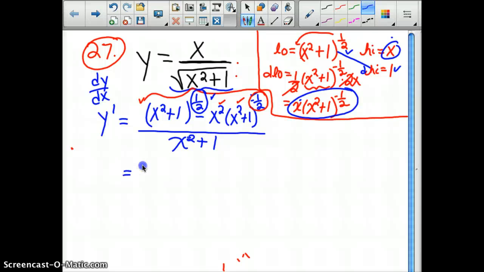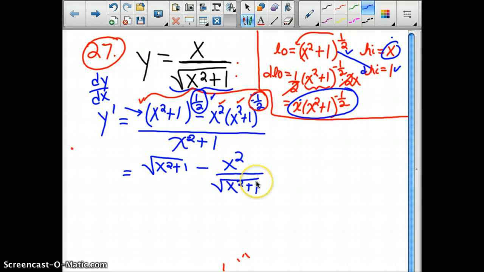We know that the 1/2 power is square root, so I'm going to write this first one as the square root of x squared plus 1. I'm going to write the second one as x squared over, because it's to the negative 1/2, the square root of x squared plus 1. And I know that that's my new denominator there. And I'm all over x squared plus 1, which at first glance looks messier. But remember our cleanup process for these.